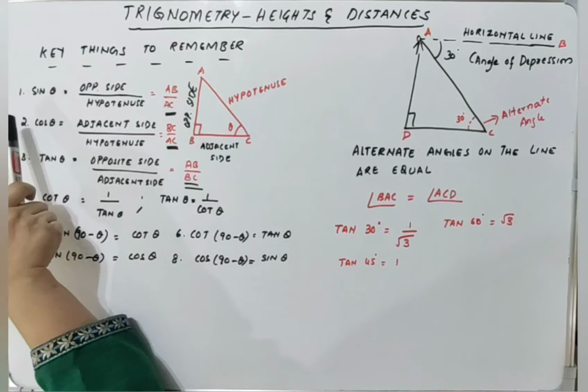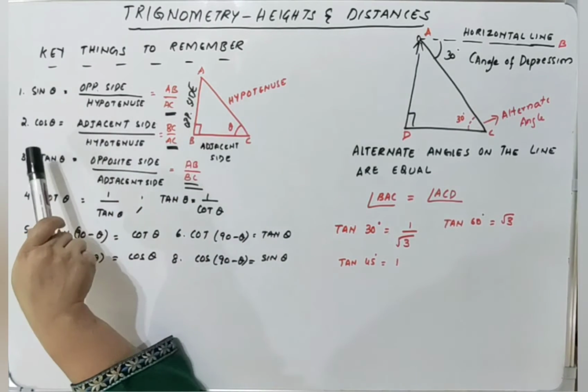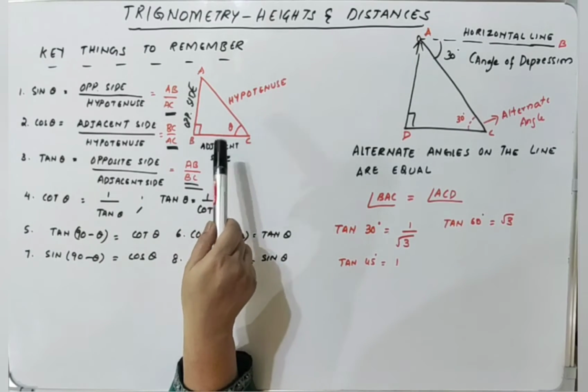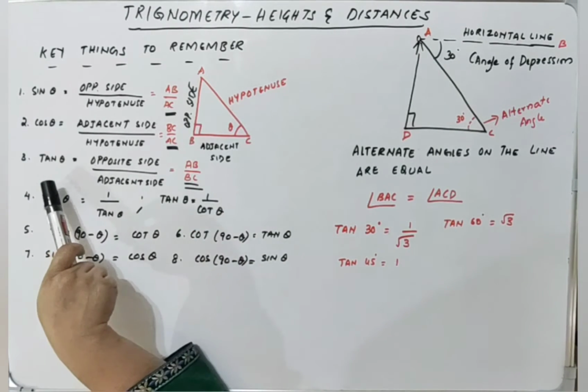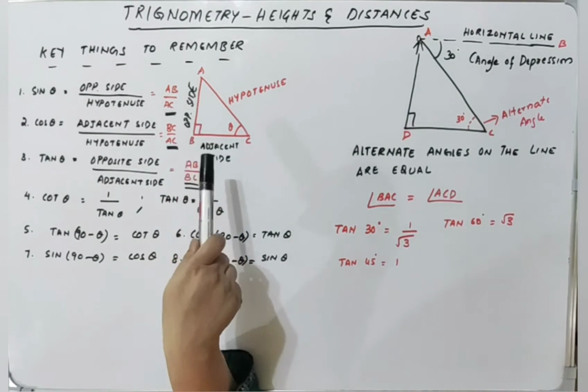So what is sin theta? Sin theta is opposite side by hypotenuse. Cos theta is adjacent side by hypotenuse. Tan theta is opposite side by adjacent side, which is AB by BC.